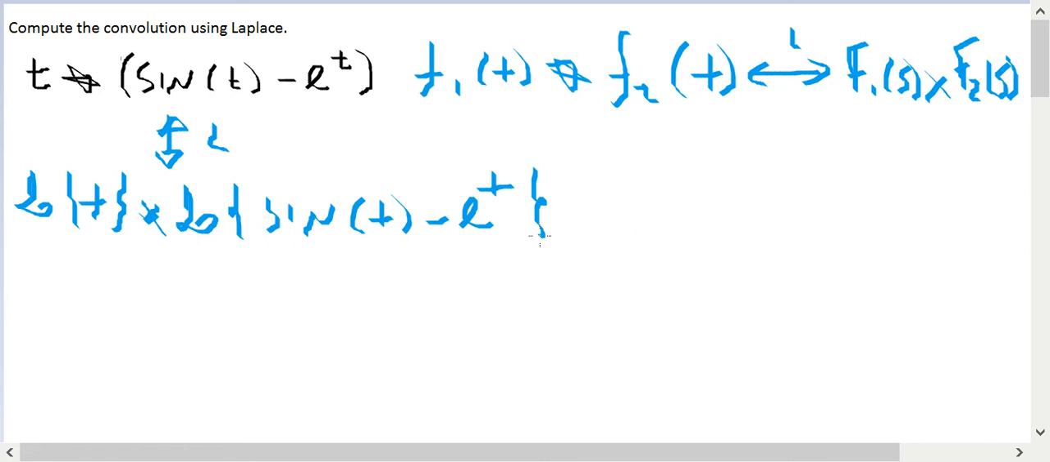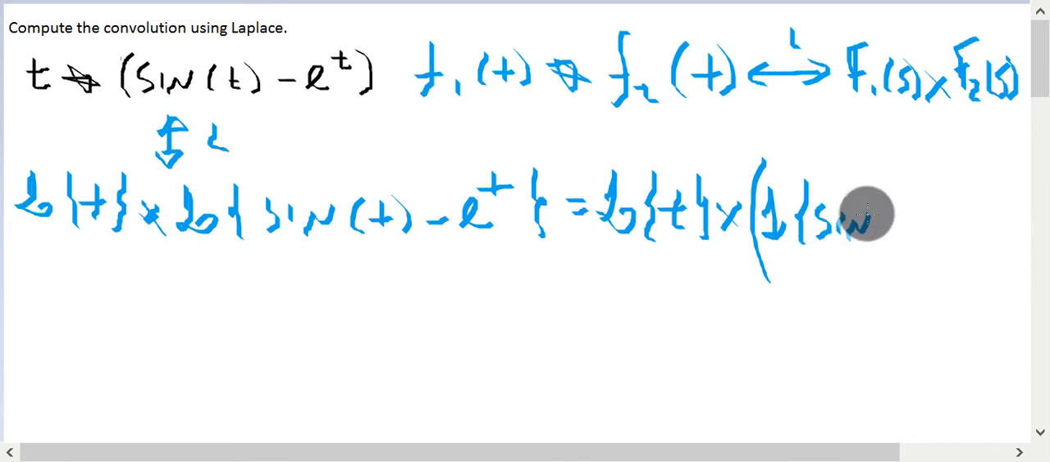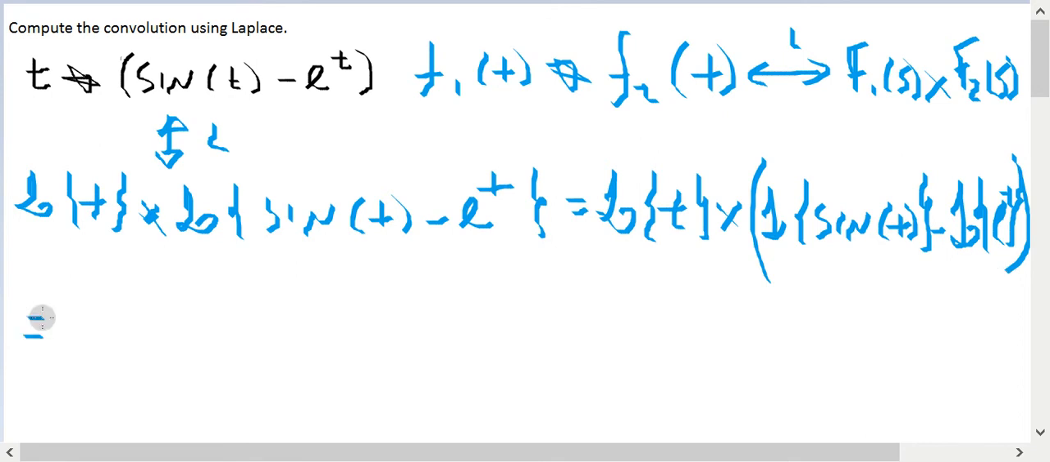And again, we can use another Laplace property that says that the Laplace of the subtraction of two functions is actually the subtraction of the Laplace of each function separately. That is equal to Laplace of t times Laplace of sine of t minus Laplace of e to the t. Now we know the Laplace of each function separately.